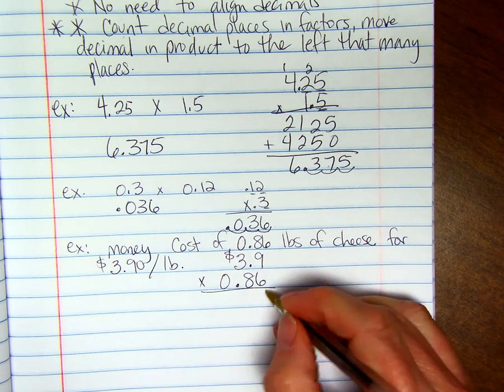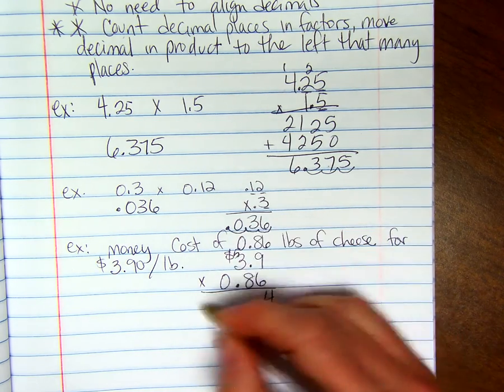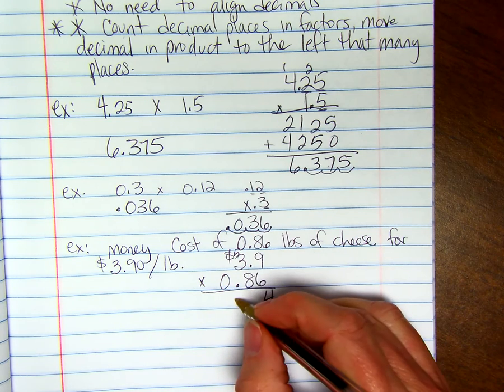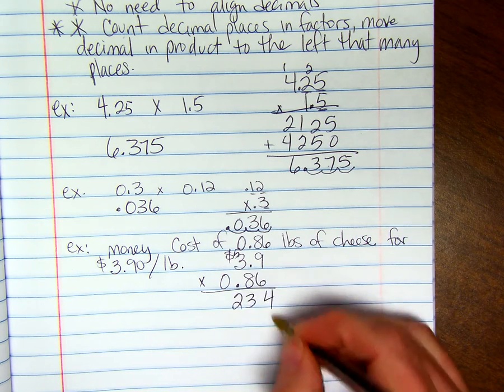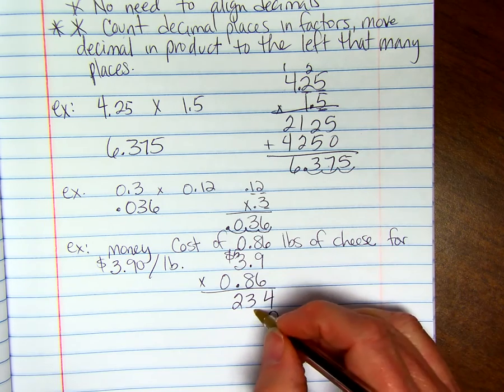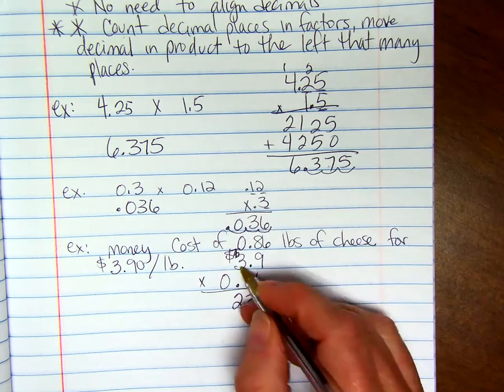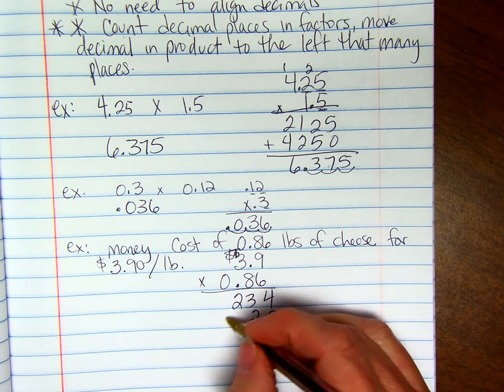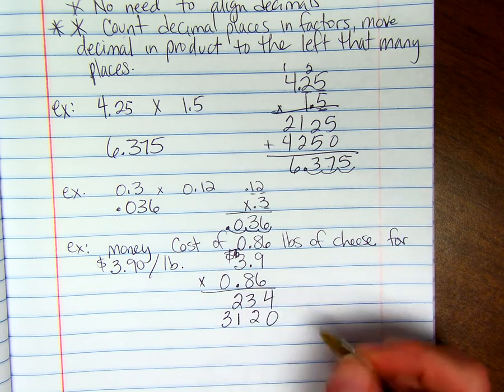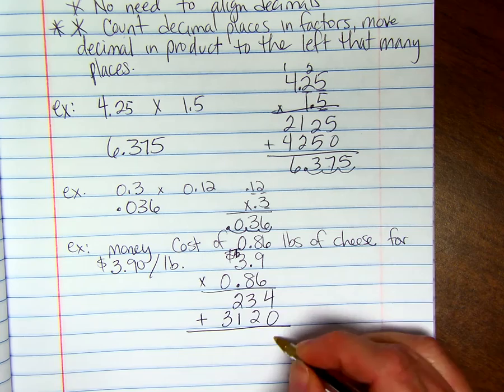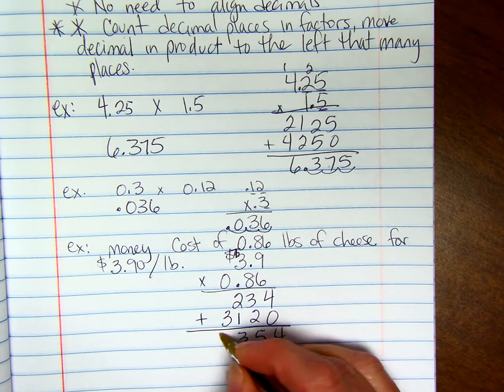So 6 times 9 is 54. 6 times 3 is 18. Plus 5 is 23. Put our placeholder down. 8 times 9 is 72. Carry the 7. 8 times 3 is 24. Plus 7 is 31. Then we add, and we get 4, 5, 3, 3.